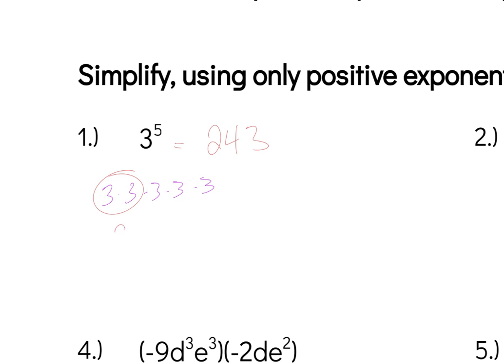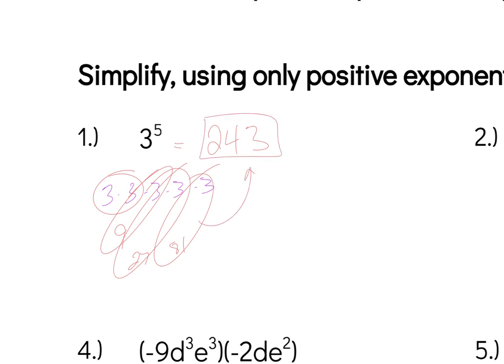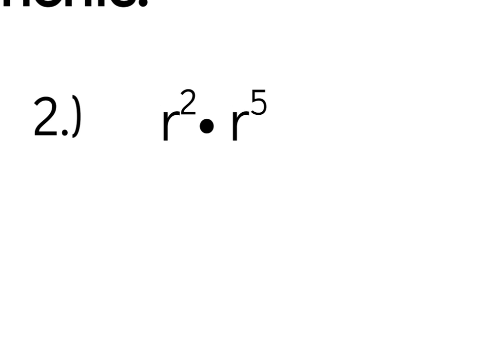3 times 3 is 9. 3 times 9 is 27. 3 times 27 is 81. And then 81 times 3 is 243.